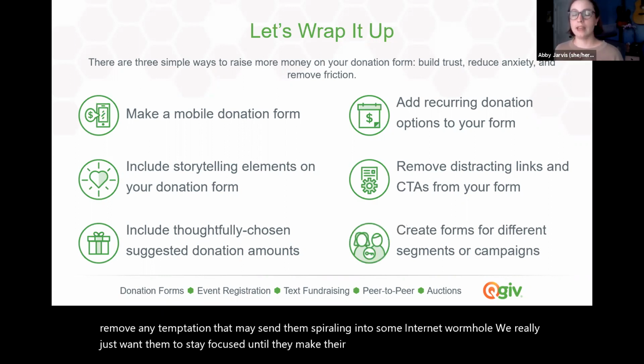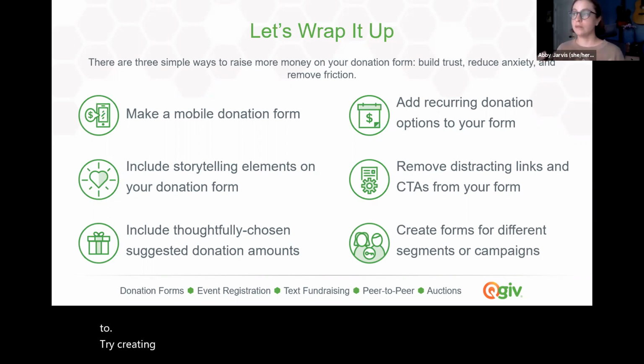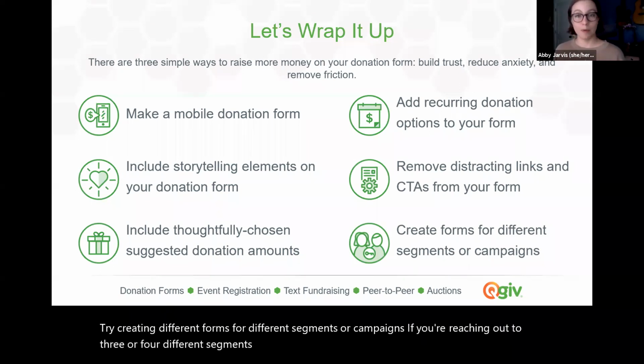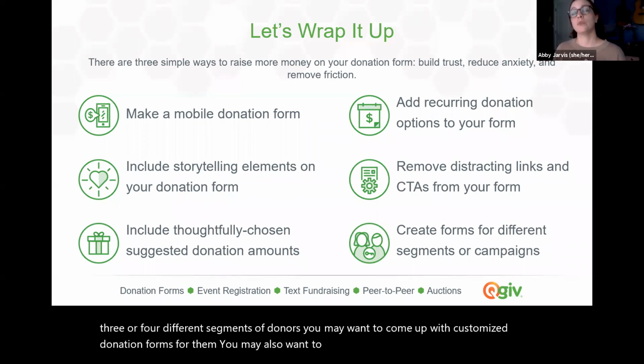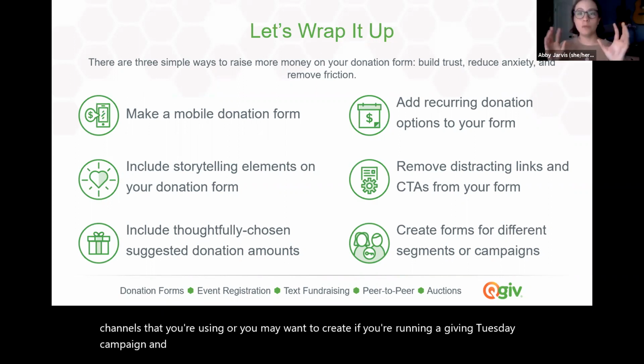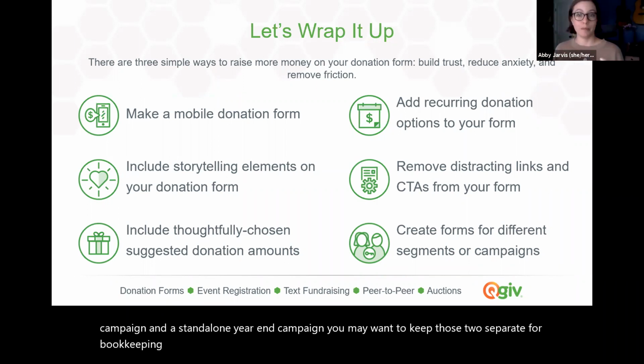And then if you can, and if you need to, try creating different forms for different segments or campaigns. If you're reaching out to 3 or 4 different segments of donors, you may want to come up with customized donation forms for them. You may also want to create specific donation forms for different channels that you're using. Or if you're running a Giving Tuesday campaign and a standalone year-end campaign, you may want to keep those two separate for bookkeeping purposes and for tracking purposes.